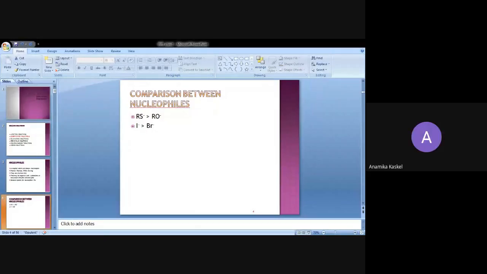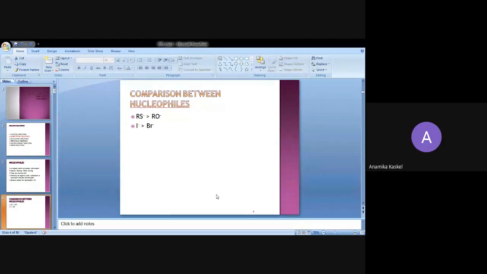Okay. So next we can come to another example, say I minus and Br minus, and I have already given you the clue how we can compare the nucleophilicity. Please tell me, I minus is much more nucleophilic than Br minus. Please explain why. Because iodine is least electronegative. And you get the answer.